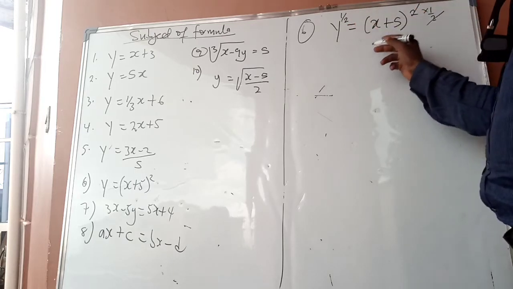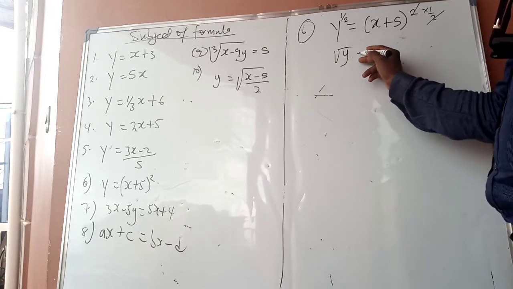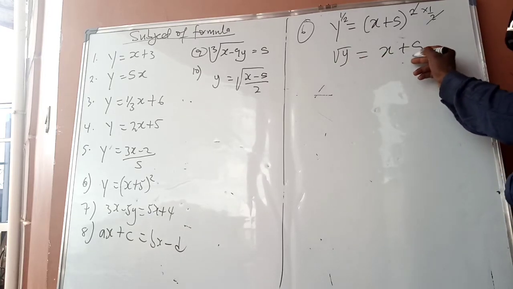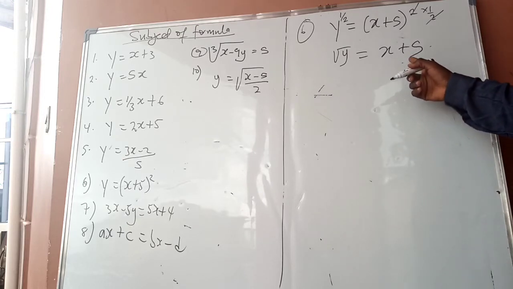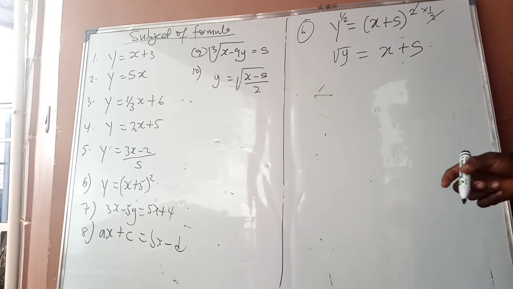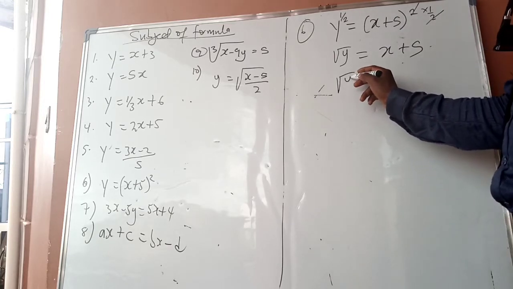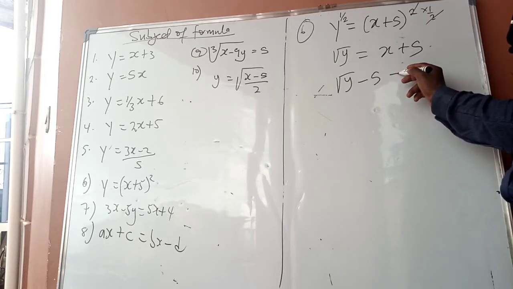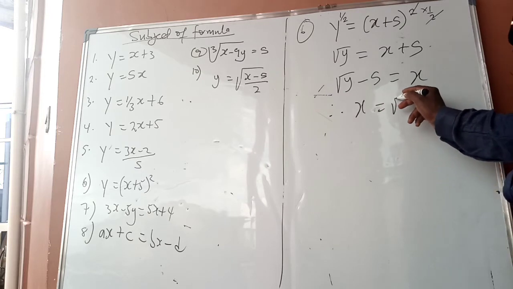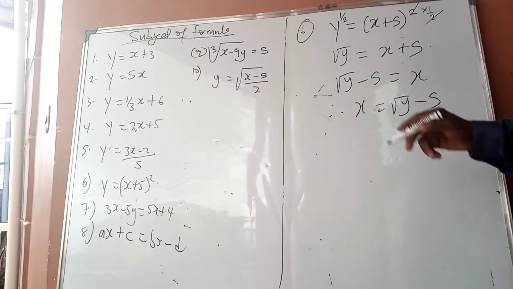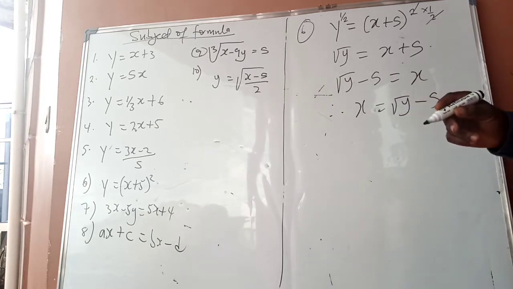This cancels out, and any number to the power of half means square root of that number, equals x plus 5. Now to get my x, I'll move plus 5 to the left hand side. It will change to minus 5. So I have square root of y minus 5 is equivalent to x. Therefore, x is square root of y minus 5. I have successfully made x the subject of the formula.